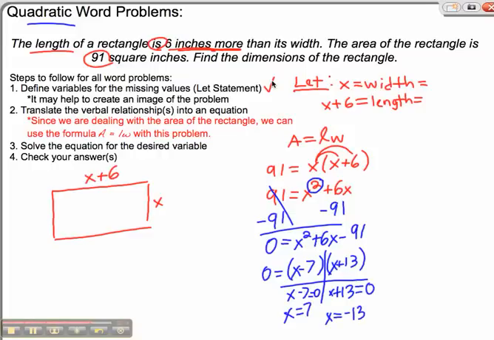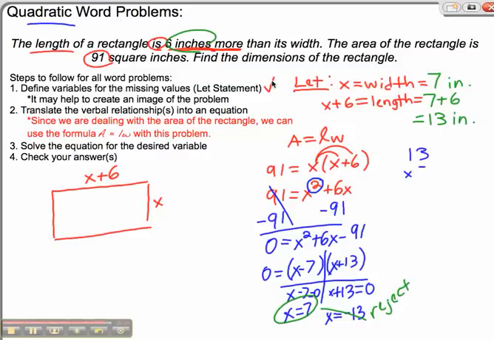But there's an issue there, okay? Does negative 13 really make sense? Absolutely not. We're dealing with measurements. So when you have a negative value in measurements, you reject it. So 7 is your value of x. So you go back into your let statement. X equals the width, which is 7. Don't forget units, which is inches. And the length is 7 plus 6, which is 13 inches. And if you want to check your answer, do 13 times 7, and you get 91. So that's it.